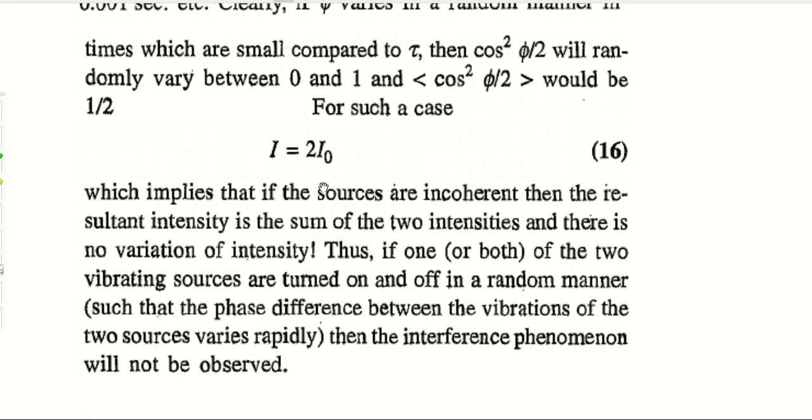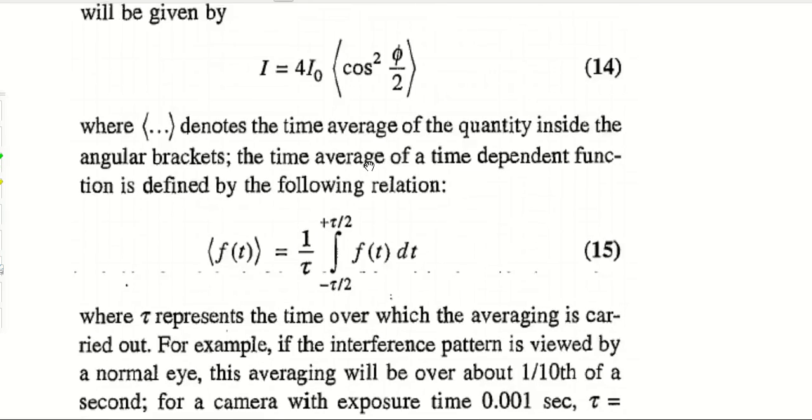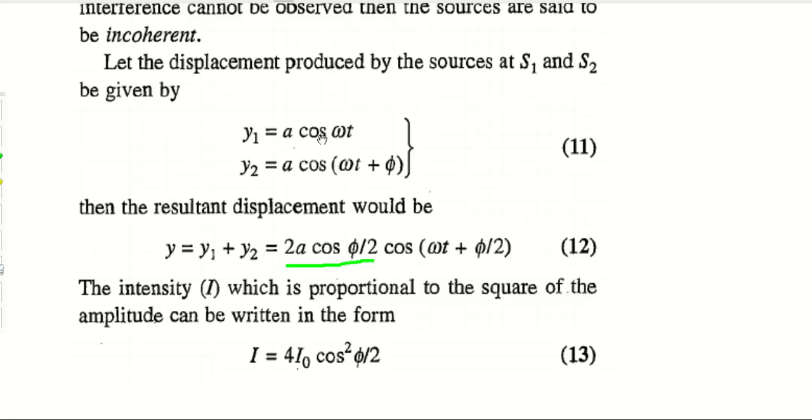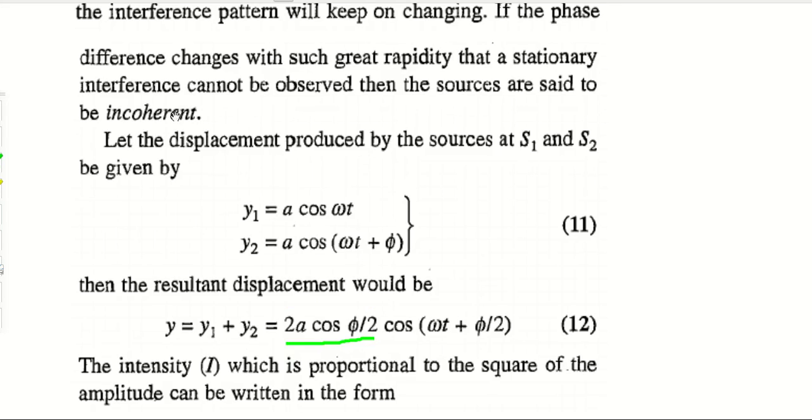So this condition came into the picture because we assumed that phi is a function of time and rapidly varying, and phi is the phase difference between the two waves. If the two waves have a phase difference which is a function of time and varies more rapidly than the measurement time, then the interference pattern will vanish. This is called incoherency, and those two sources will then be called incoherent.